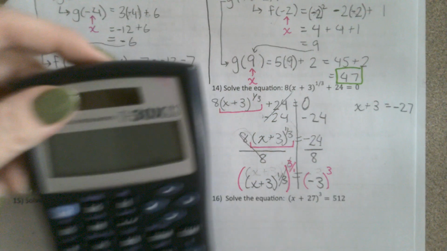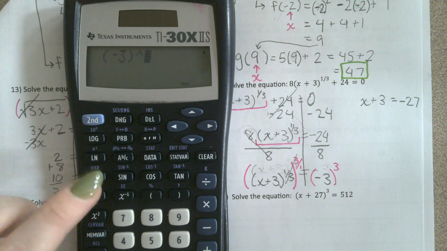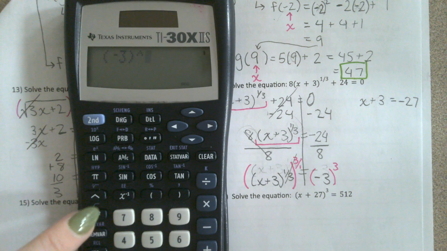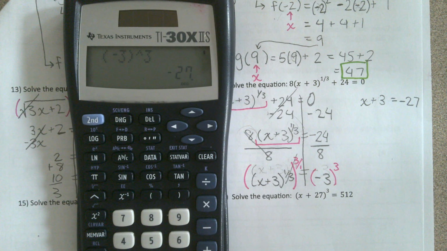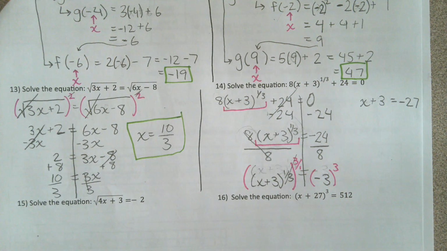I will show you this briefly for those of you who aren't sure. Negative 3, and then remember you use the caret because it's bigger than the squared. Cubed. Negative 27. Again, do not forget those parentheses. Since I'm multiplying it 3 times, I can have a negative answer.